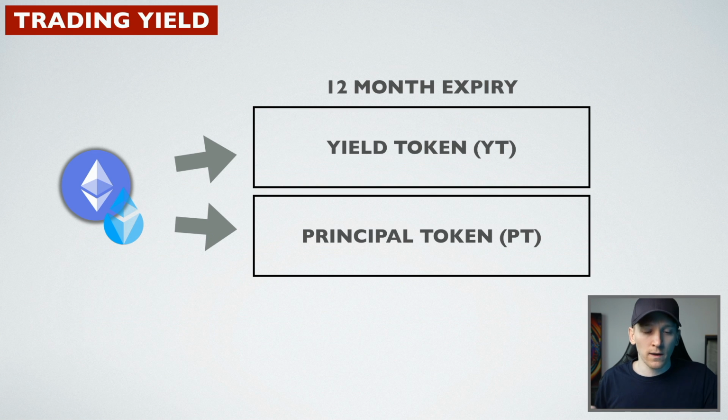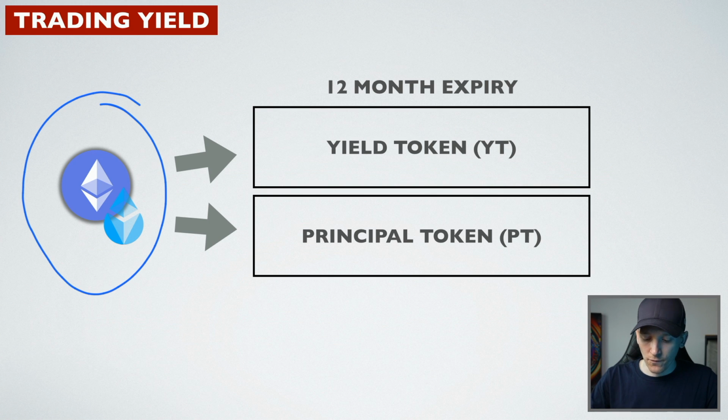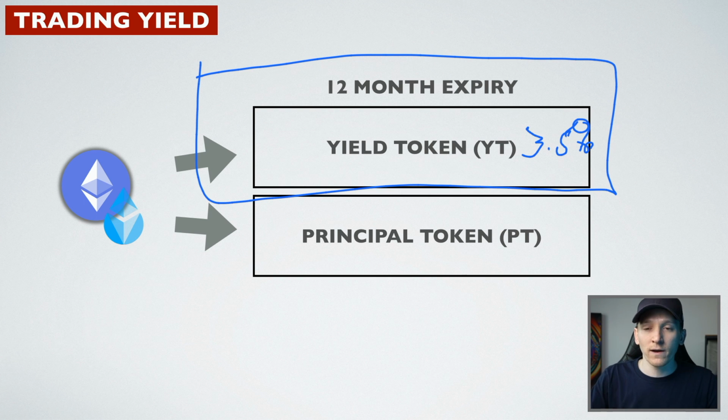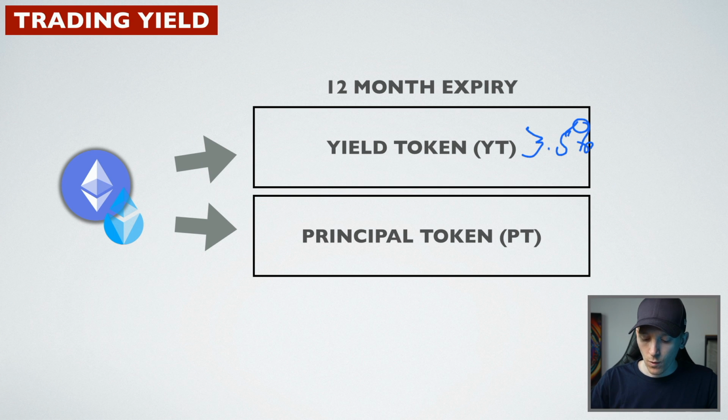And so what we do here is we take a token that we own, for example, staked ETH, that is going to be paying around 3.5%, something like that. And we can sell that to someone else, and they're going to pay us 3.5% for the yield over a certain time, let's say 12 months. Why would they do that? Well, obviously they think that the yield part is going to be higher than 3.5%.